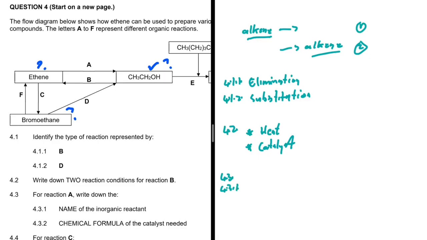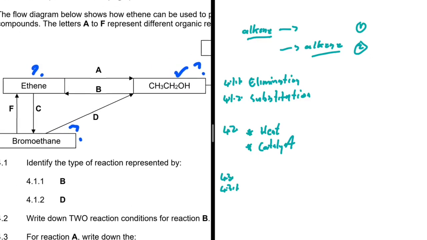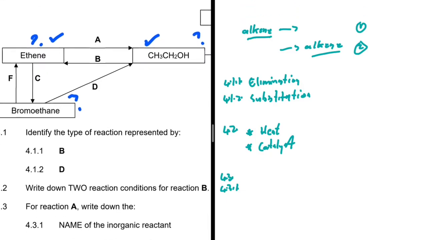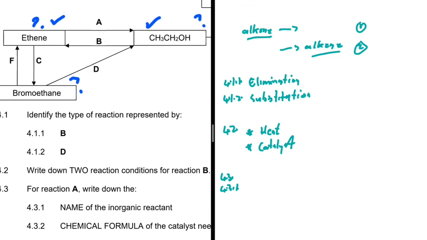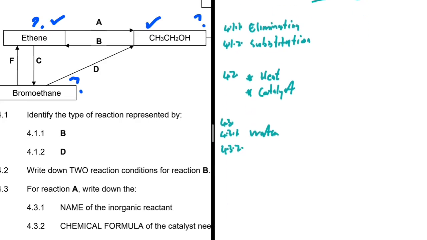For reaction A, write down the name of the inorganic reactant. So reaction A, we are turning an alkene into an alcohol. Obviously, we need H2O to turn an alkene into an alcohol. And by our definition, H2O is inorganic because it does not contain carbon. So the name of the inorganic reactant is water, not H2O. The question is very specific. We are looking for the name of the inorganic reactant.